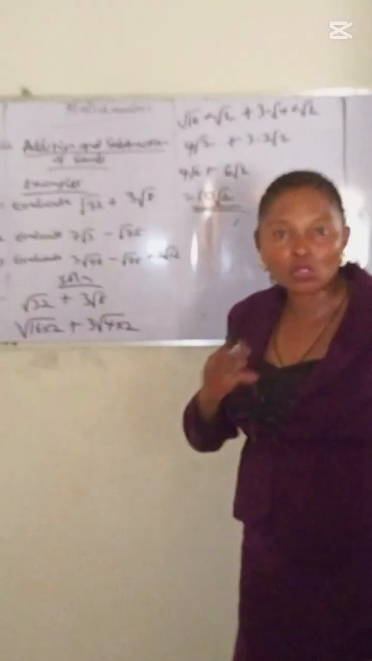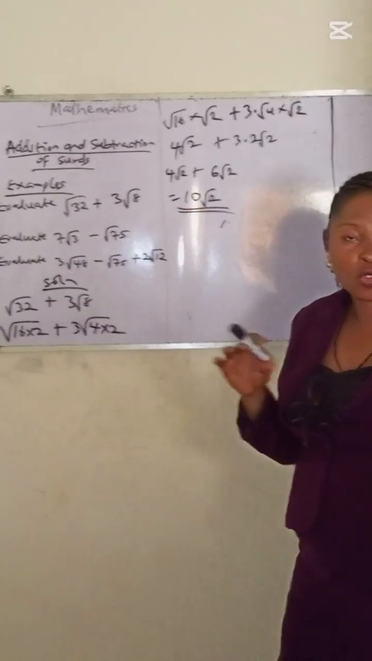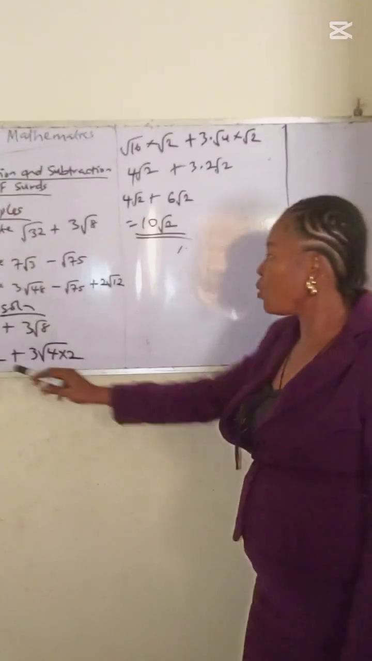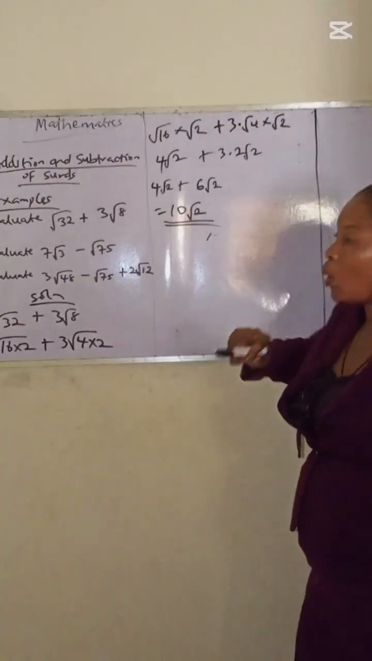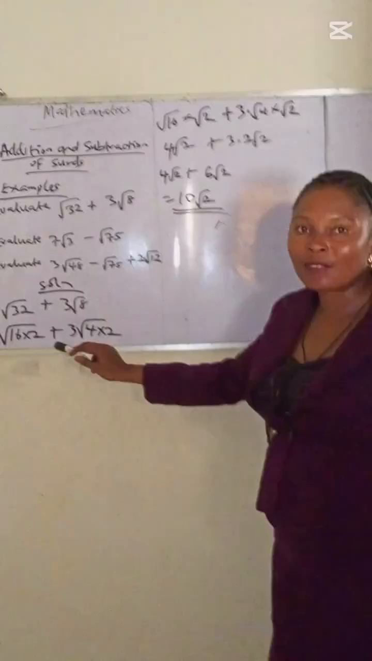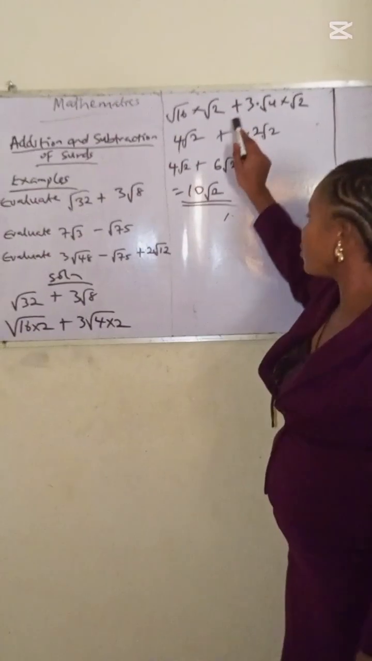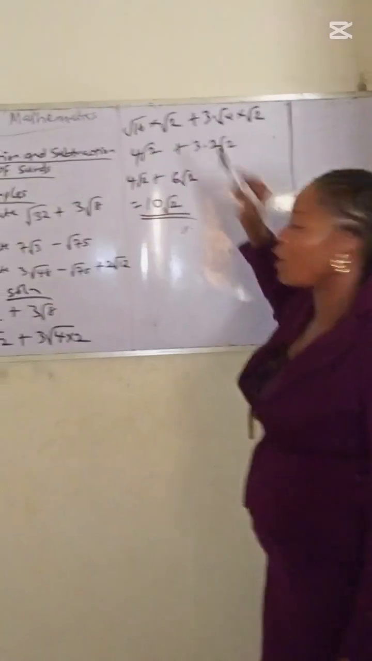When you have replaced those two numbers with the question given to you, you are now going to split each of those numbers into their various square roots. So that is why we are having sqrt 16 times sqrt 2. After you have done that, put your sign. If it's minus, you are going to have minus here. But now we are on plus, so you are going to have plus here.